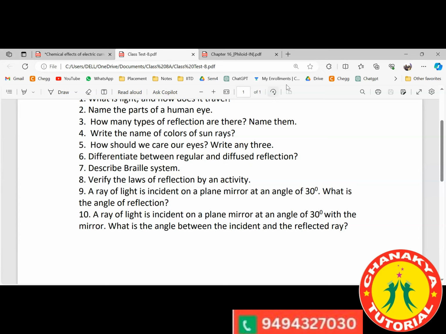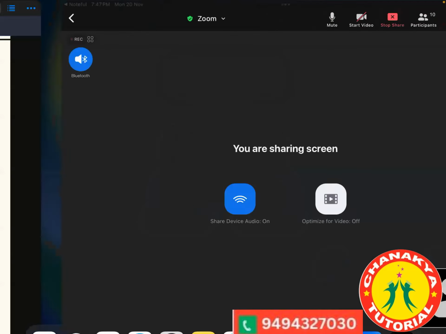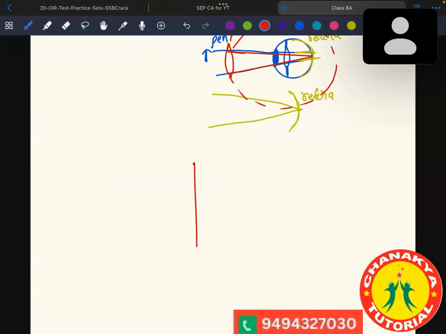I was showing you how. Wait. Okay. So what is regular reflection? That if a ray is coming like this, it will go like this. Okay. These are parallel. Don't take it as diffused.